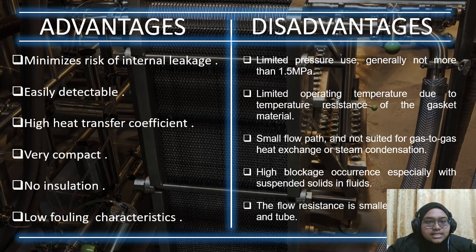Now we can see the advantages and disadvantages. First, the advantages: it minimizes the risk of internal leakage, and any leakage in the construction is easily detectable. The PHE has a high heat transfer coefficient, it is very compact, no insulation is needed in this heat exchanger, and it has low fouling characteristics.